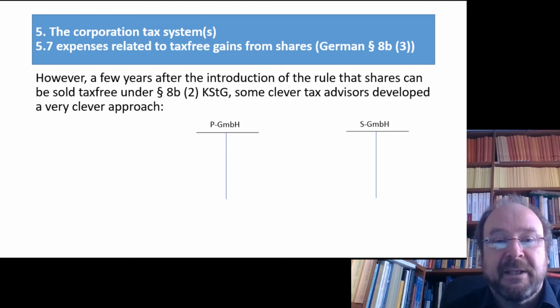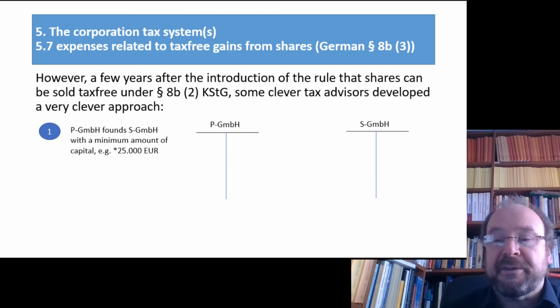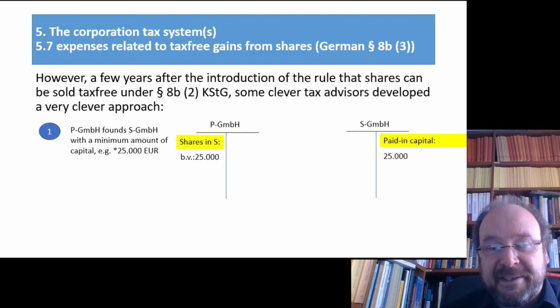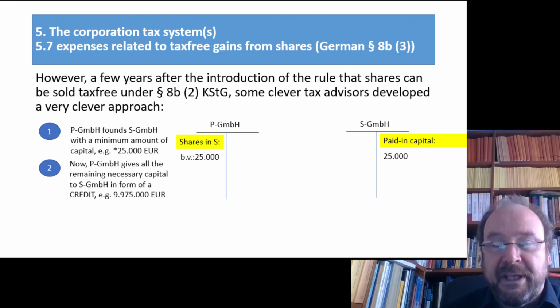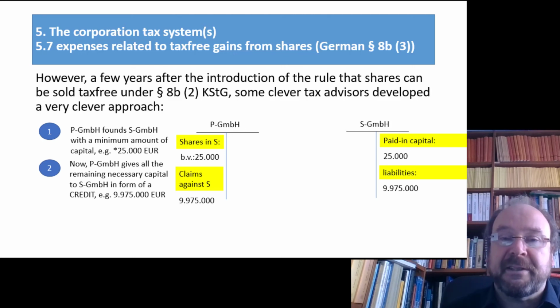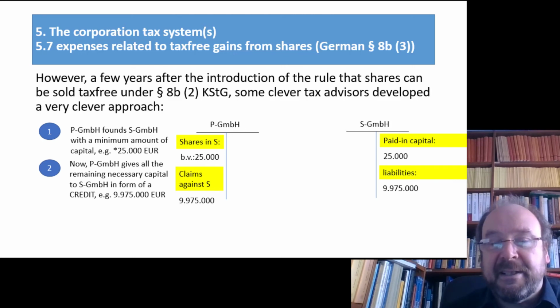We want to have profits which are tax-free, and we want to have losses which are, if they occur, deductible. So what we do is, first, we found an SGmbH with a minimum amount of capital, let's say 25,000. Then afterwards, all the rest of the capital is given by PGmbH in form of a credit to SGmbH, because now we have a claim from a credit against S, and S has liabilities of 9.975 thousand or so.